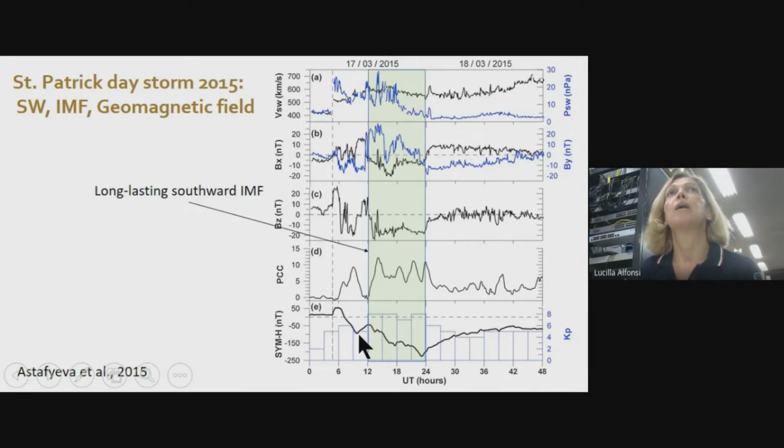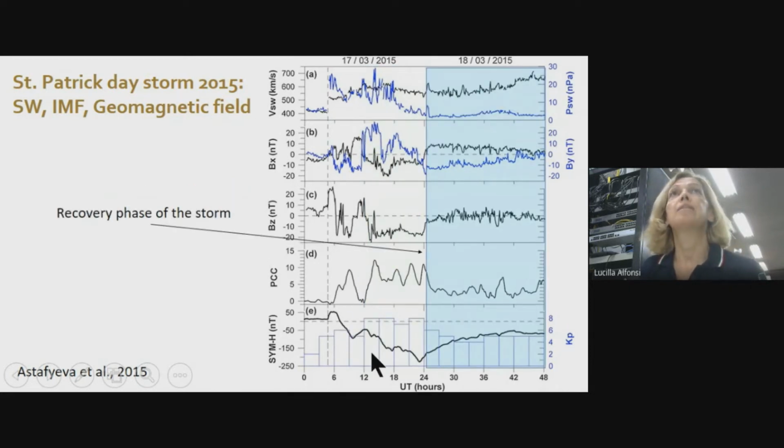So from an apparent recovery phase, we are now again seeing a decreasing of the horizontal component of the geomagnetic field, giving rise to an additional storm happening embedded in the first one that started here. So you see how complicated it can be. And finally, we have the recovery of the storm that happened when BZ comes to oscillate to around 0.